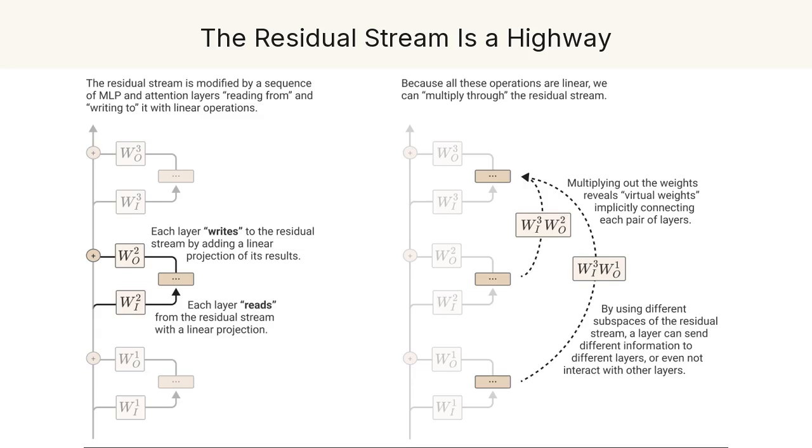Every attention head and every layer reads from this stream with a linear projection, does its computation, and then writes its result back by adding a linear projection in. Because every operation is linear, you can multiply the weights through the stream. When you do, hidden connections appear, what the authors call virtual weights, directly linking any pair of layers. A layer in the middle can send a message to a layer near the end without any layer in between even noticing. The residual stream is the shared memory they all talk through.